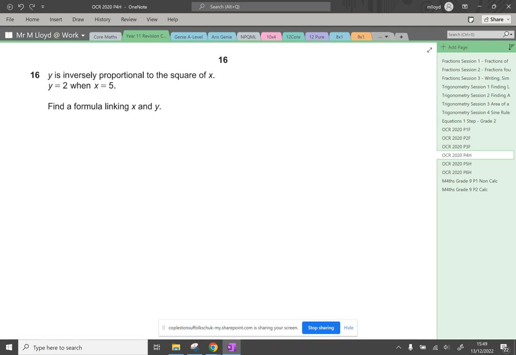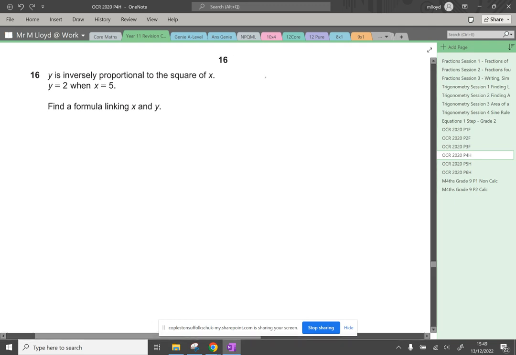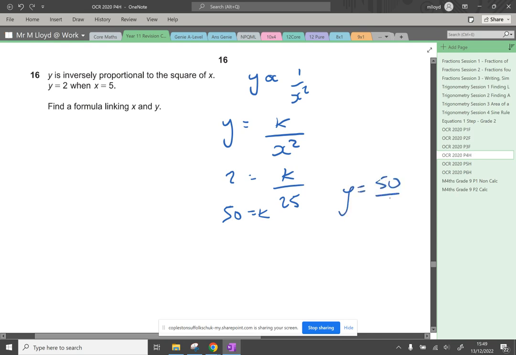So y is inversely proportional to the square of x. So y is proportional to 1 over x squared, which means y equals k over x squared. Y is equal to 2 when x equals 5, which gives us 2 equals k over 25. So 50 is equal to k. Find a formula linking x and y. So y equals 50 over x squared. And that should be done.